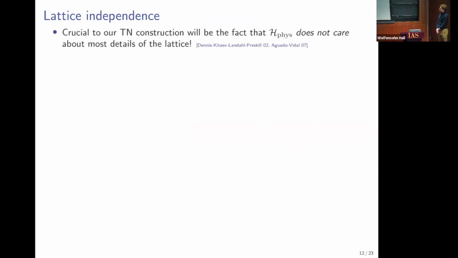Good. So crucial to me constructing this tensor network for you will be the fact that the physical Hilbert space doesn't care about most details of the lattice.